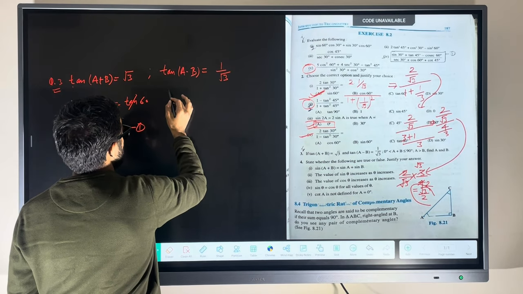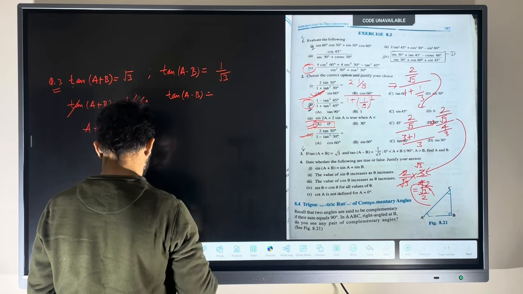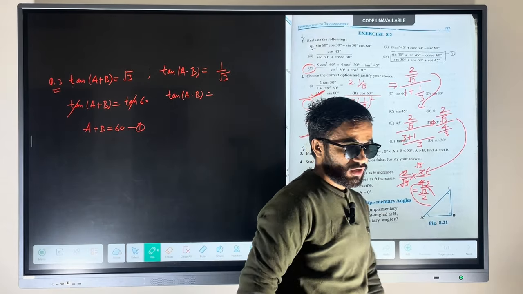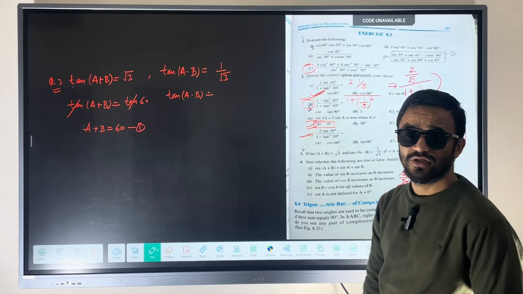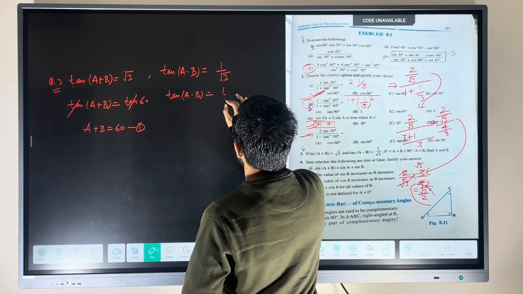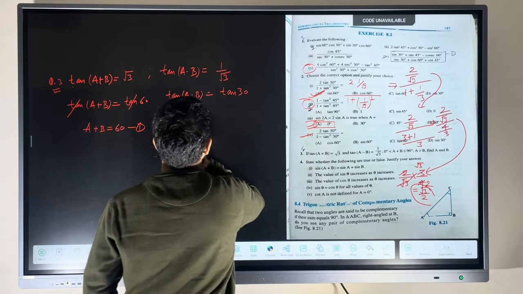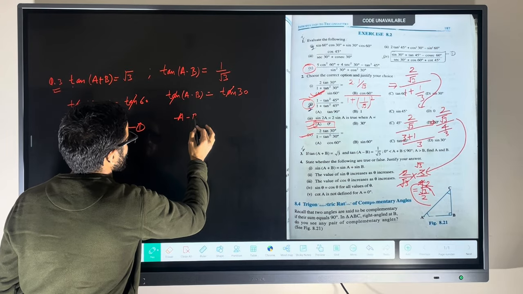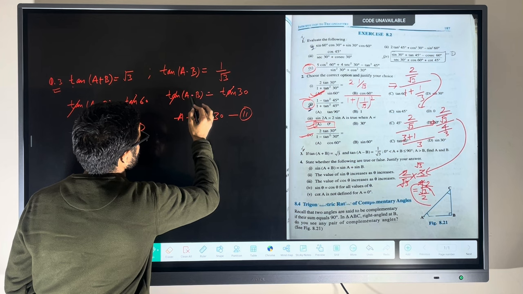Similarly, on that side, tan A minus B is equal to 1 upon root 3. As we know, the angle at which the value of tan is 1 by root 3 is 30 degrees, so we can write it as tan 30. Now this tan will cancel out, so here we have A minus B is equal to 30. So it is equation number 2.